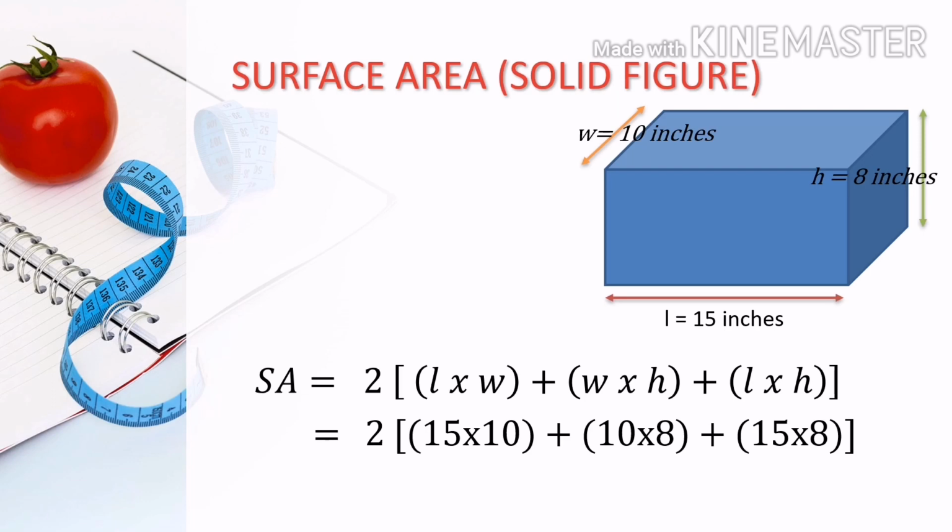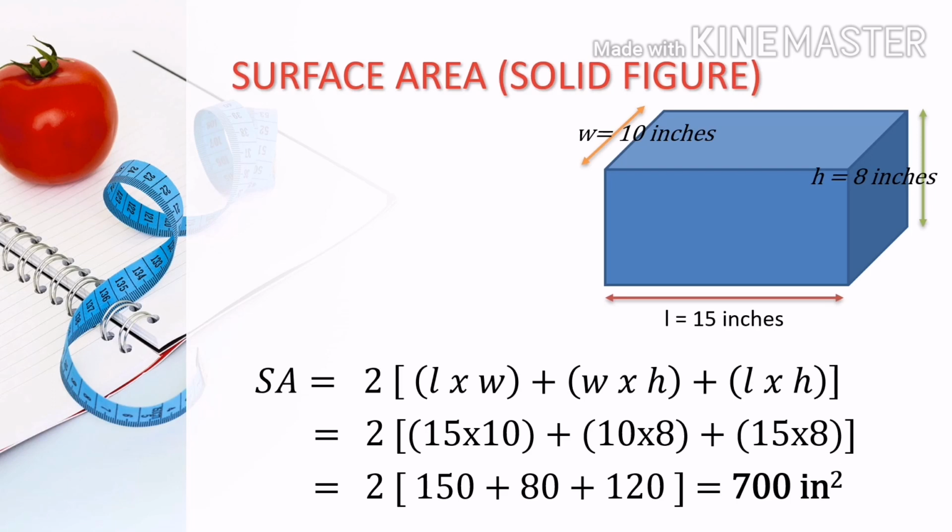Right? Because we have grouping symbols, of course, we start the operation inside the grouping symbols. So, 2 times, 15 times 10 is 150, 10 times 8 is 80, 15 times 8 is 120. Then, add all of those first. 150 plus 80 is equal to 230, plus 120, that's 350. And then 2 times 350, the surface area is actually 700 square inches.